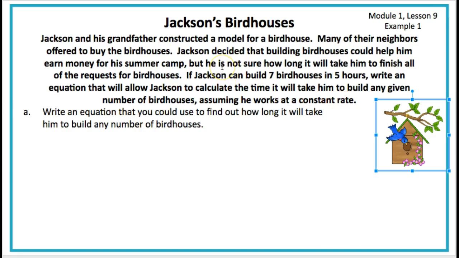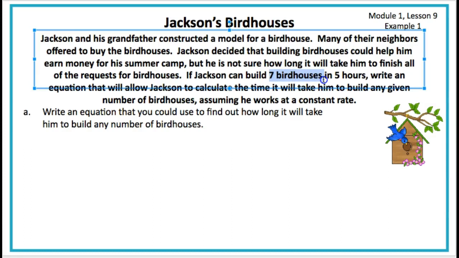So once again, we find a problem with lots of text. So let's annotate the important information from this text. Okay, so we'll underline 7 birdhouses in 5 hours. And what we're looking for is the time it will take him to build any given number of birdhouses. And one additional piece of information, he's working at a constant rate.